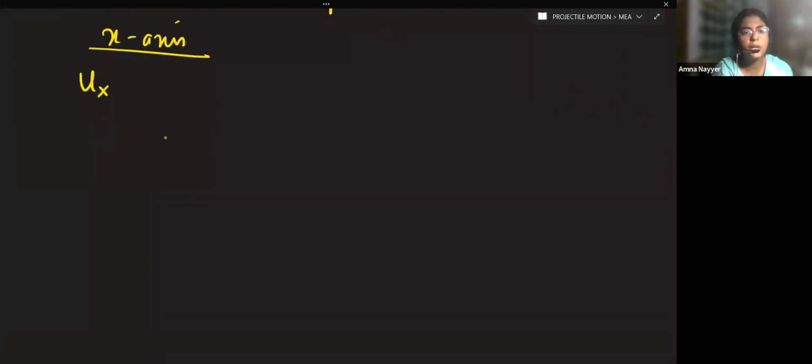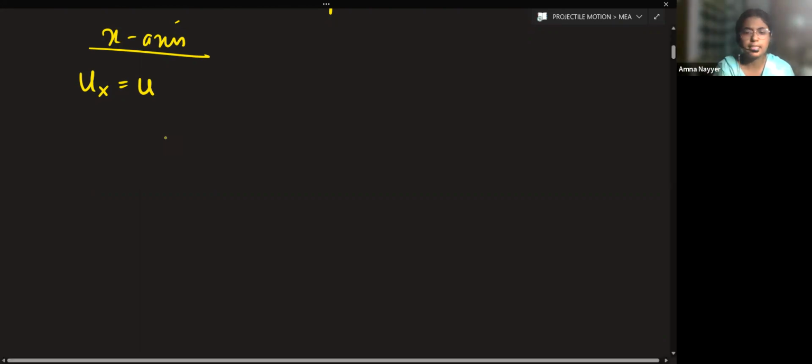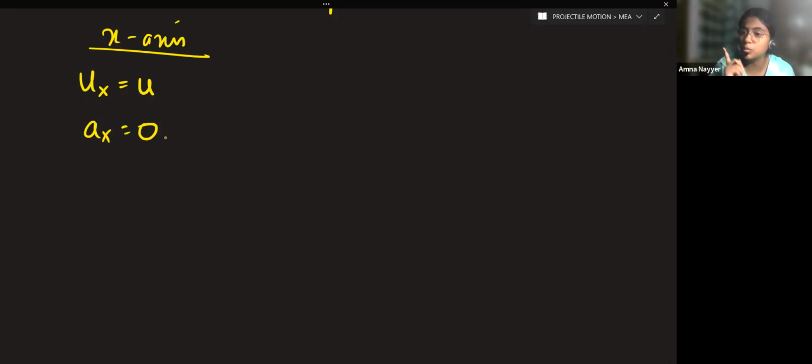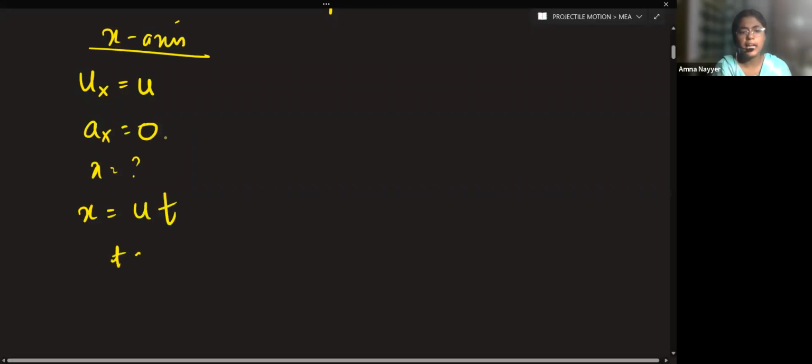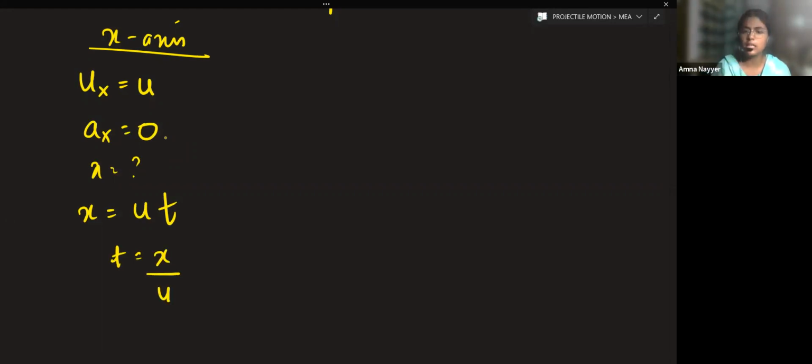So here your ux will be what? Initial velocity will be u, no component now. All the initial velocity is towards the x-axis only. There is no initial velocity towards the y-axis. You do not have u sine theta this time. Acceleration towards the x-axis, I've always told you, is 0 because acceleration always acts downwards. That is your acceleration due to gravity. We have to find x. So if you see this, x will be equal to ut, and from here time will be equal to x divided by u simply. Earlier it was what? x divided by u cos theta. That is the difference that will come over here.